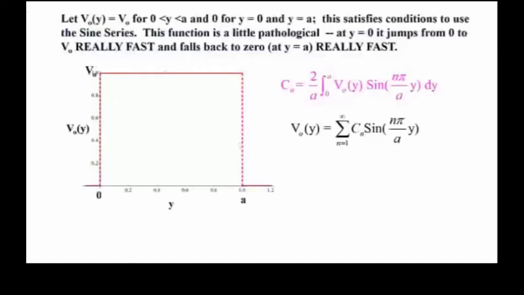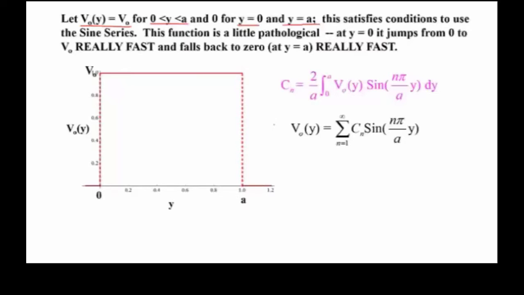Here's our function. We're going to take a special one where it's just simply a constant for y greater than 0 and less than a. And then it's 0 at the endpoints, because that's the type of function we can fit with this Fourier series. So we come up here from 0, we pop up to v0, we're constant at v0, and then we come back down to 0. We're going to take this as a, and this is y equals 0.